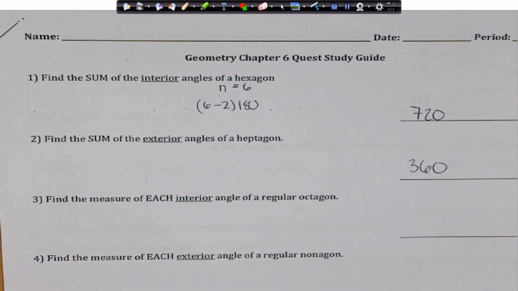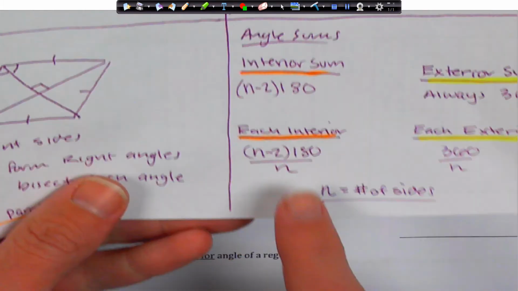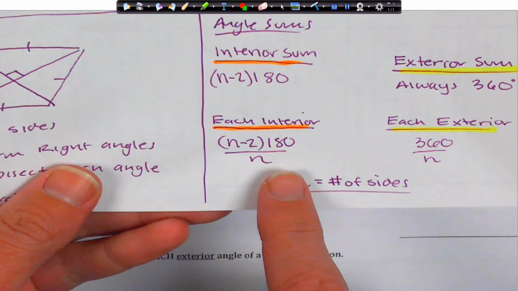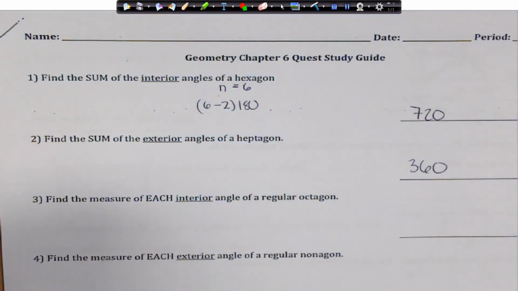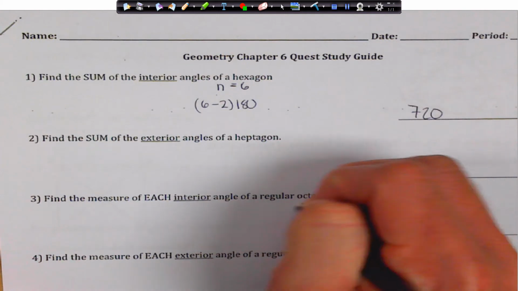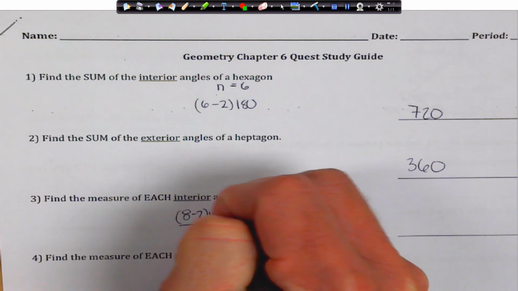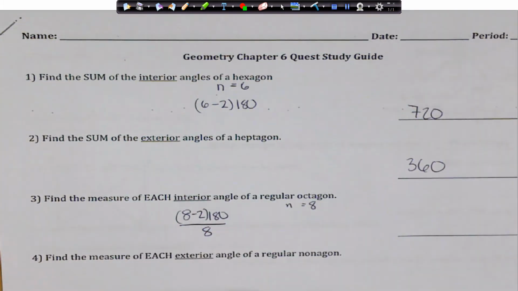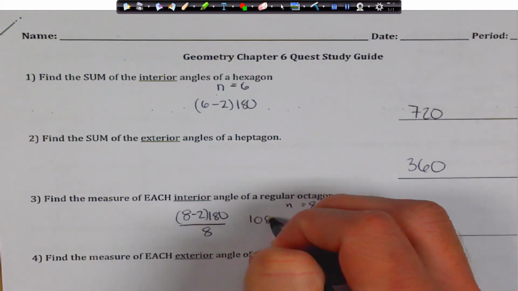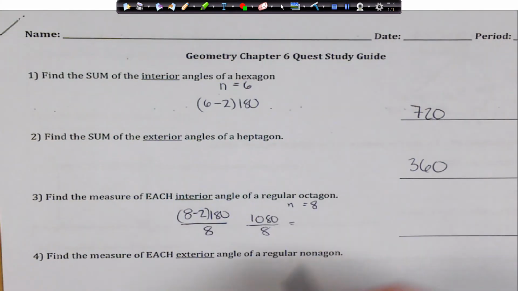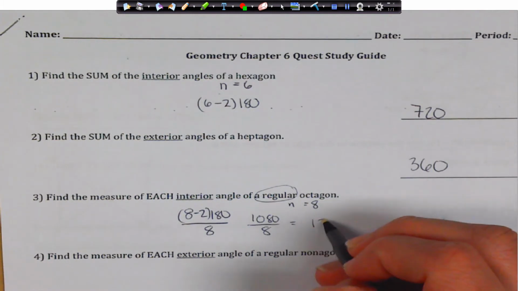Find each interior angle of an octagon. So we can use the each interior angle formula right here, n minus 2 times 180 divided by n. An octagon is 8-sided, so this is just going to be 8 minus 2 times 180 divided by 8. We'll evaluate the top first. That's going to be 6 times 180, which is 1080. So that's the sum, but then for each one, since it's regular, which means all angles and sides are congruent, we divide by 8, and we get 135.